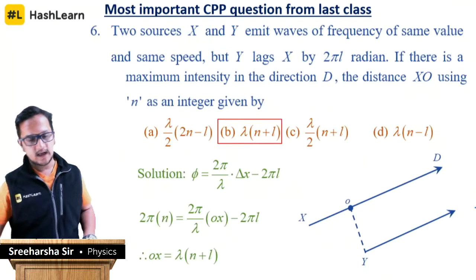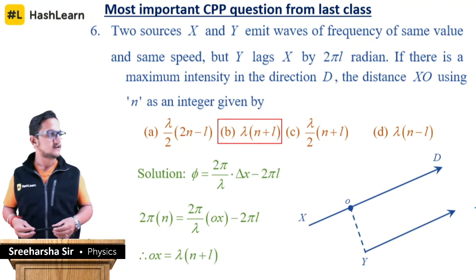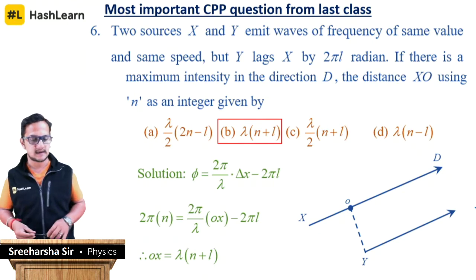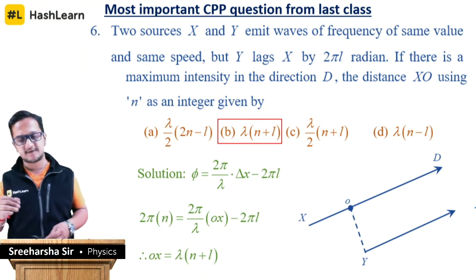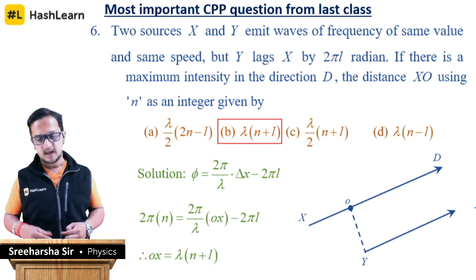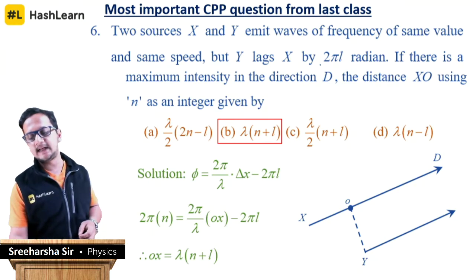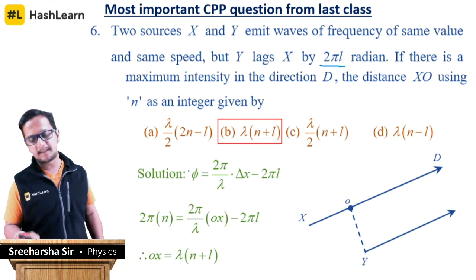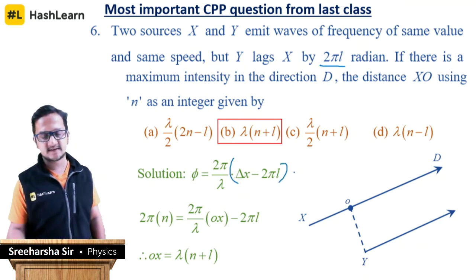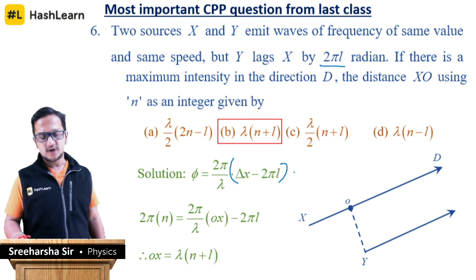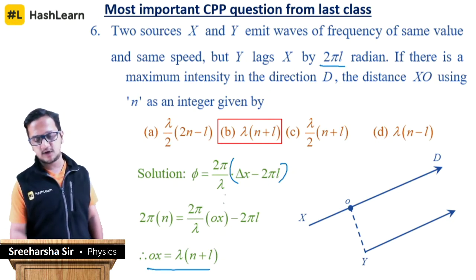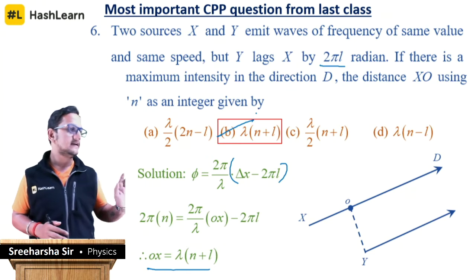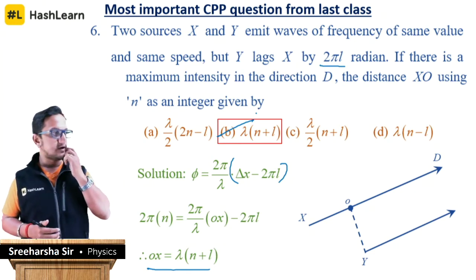Now we have the most important CPP, the class practice questions. We have two sources. The question says the two sources X and Y emit waves of the same frequency and same speed, but Y lags X by a phase difference of 2 pi l radian. If there is a maximum intensity in the direction of D, the distance OX using the integer n is given by, we know that the phase difference is 2 pi by lambda into the path difference, where the path difference is delta x, equal to 2 pi l. If you substitute that, you get OX equal to lambda times (n plus l). So that was the most important CPP question.